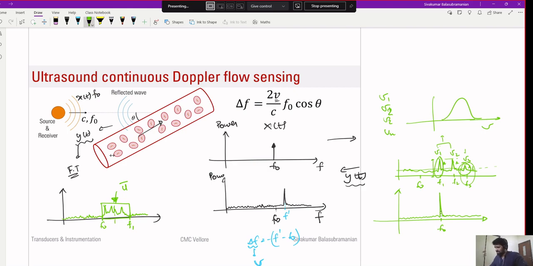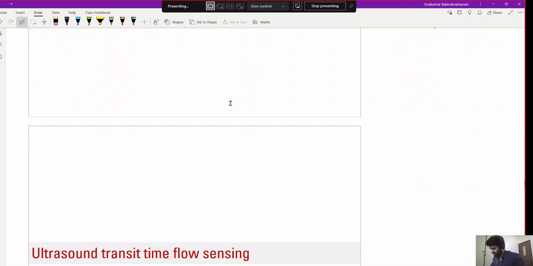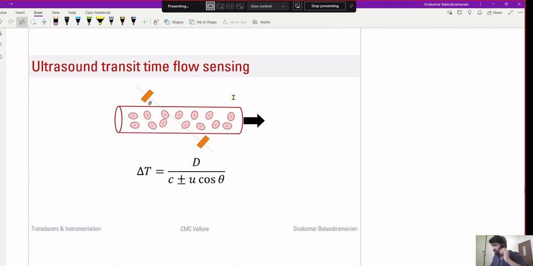Okay. So that's the ultrasound method where you're looking at the Doppler shift. There is another way to do this as well. Here, this is your limb, and that is the blood vessel. Then you have the source and the detector here, source detector, and this is transmitting, and this is receiving, and things are moving like this.